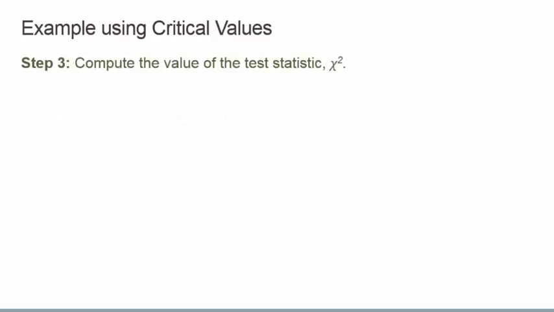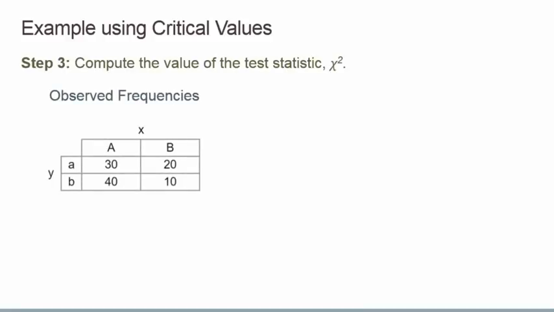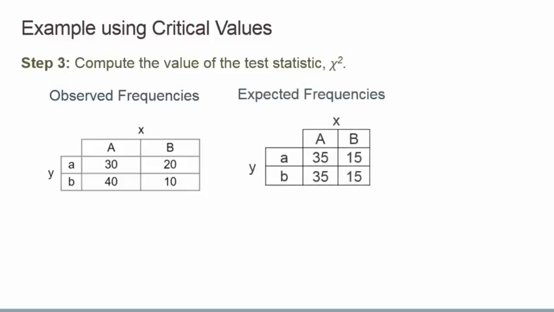Step 3, compute the value of the test statistic chi-squared. We have a table with our observed frequencies where lowercase a, capital A is 30, lowercase a, capital B is 20, lowercase b, capital A is 40, lowercase b, capital B is 10. And we have the expected frequencies that we just found. Lowercase a, capital A is 35, lowercase a, capital B is 15, lowercase b, capital A is 35, lowercase b, capital B is 15. To find our test statistic chi-squared, we are going to go to our calculator and use our matrices function.